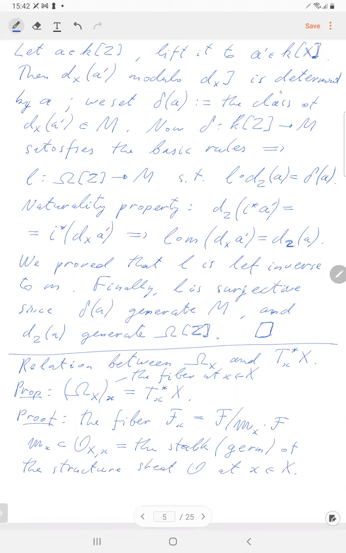Okay. Welcome. Okay, so maybe the notation is now more clear, and let's go on with the proof.